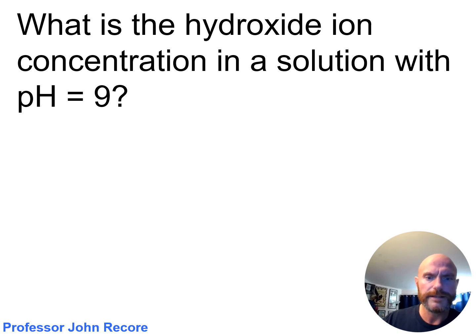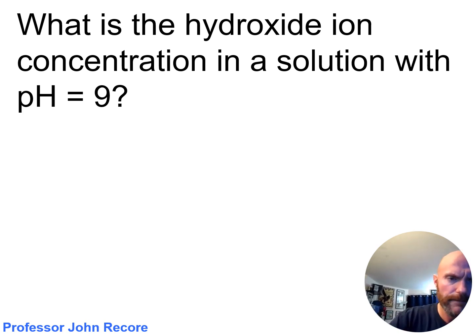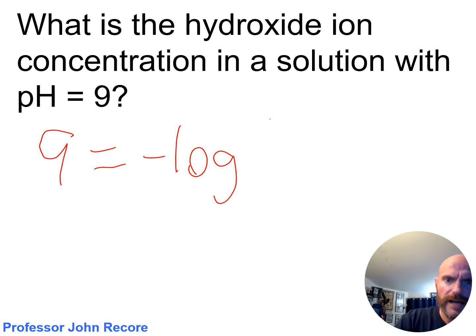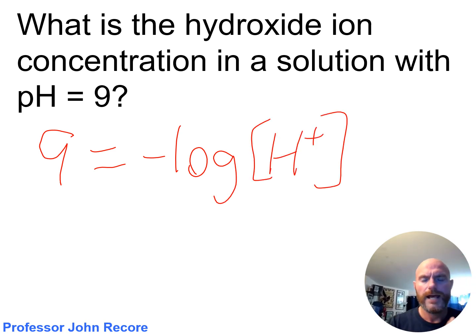Okay, so we're going to plug the pH in to our first equation. The pH is 9, so we're going to say 9 is equal to the negative log of the hydrogen ion concentration. Now, the log of 10 to the x power is equal to x. In other words, the log of 10 to a certain power is equal to whatever that power is.